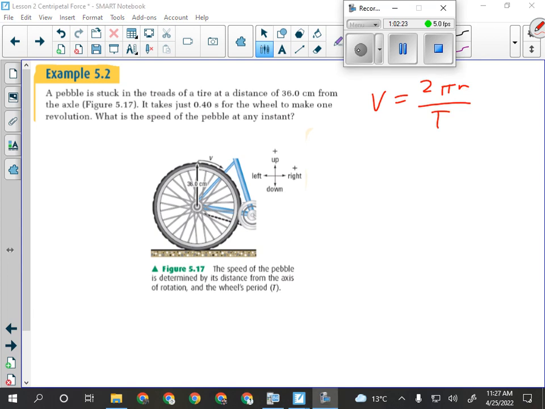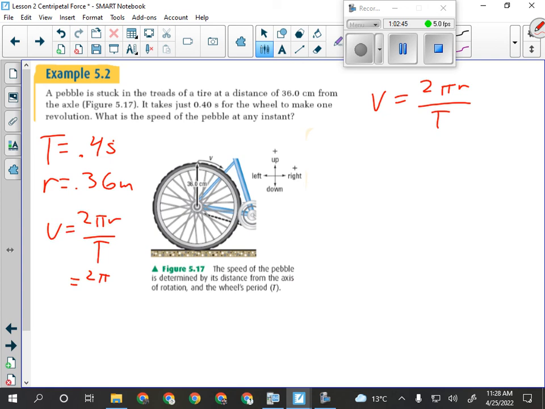For this one, we were given the period. We were told it takes 0.4 seconds for the tire to make one complete revolution. The radius of the tire is 0.36 meters, and we're looking for the speed of the pebble that's stuck in the tread at any one time. So v equals 2 pi r over t. So we'd have 2 times pi times 0.36 divided by 0.4.